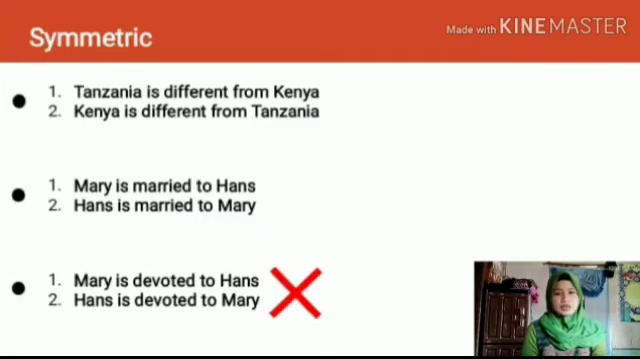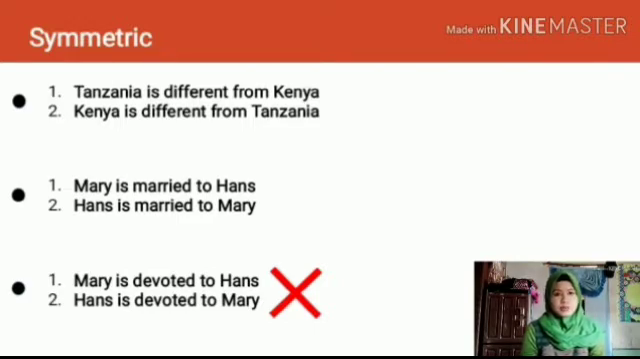Symmetric: given a 2-place predicate P, if for any pair of referring expressions x and y, the sentence x P y entails the sentence y P x, then P is symmetric. For example, Tanzania is different from Kenya.